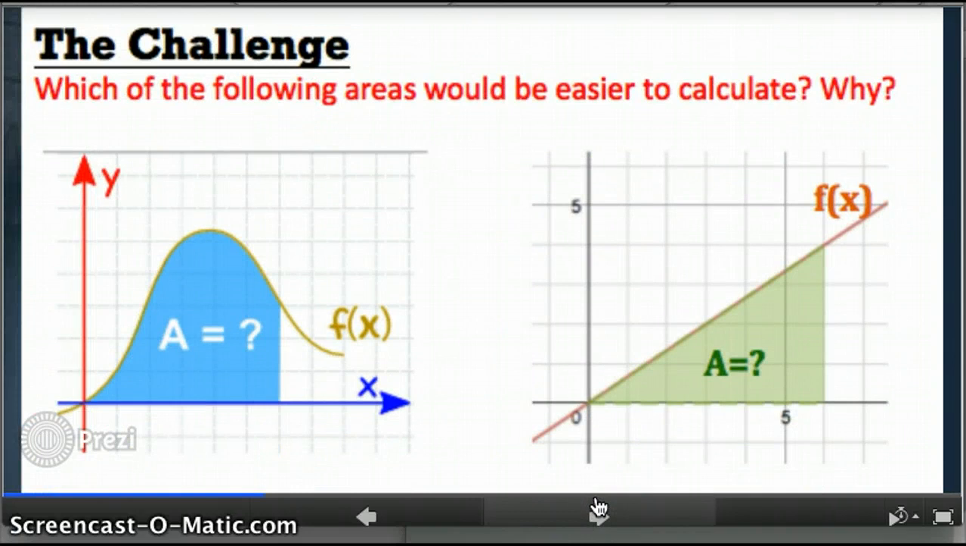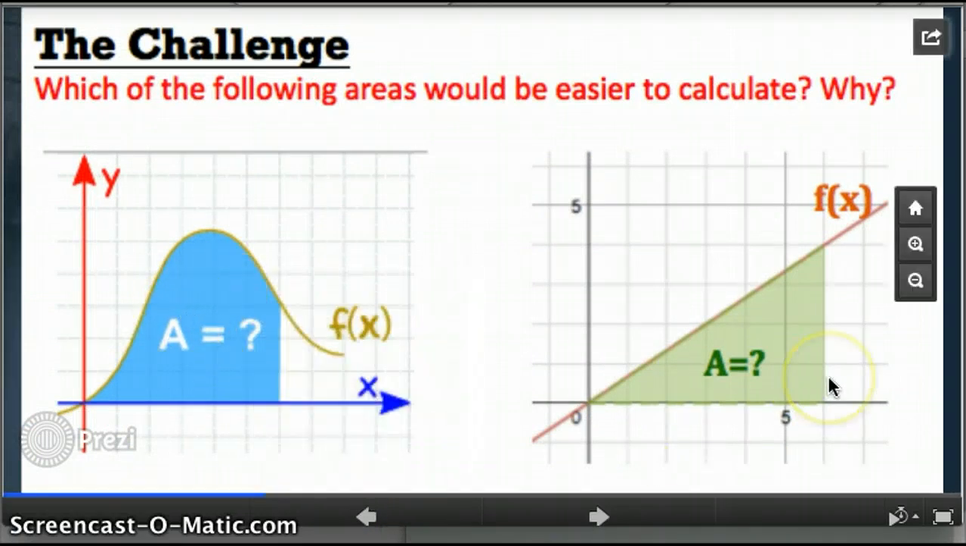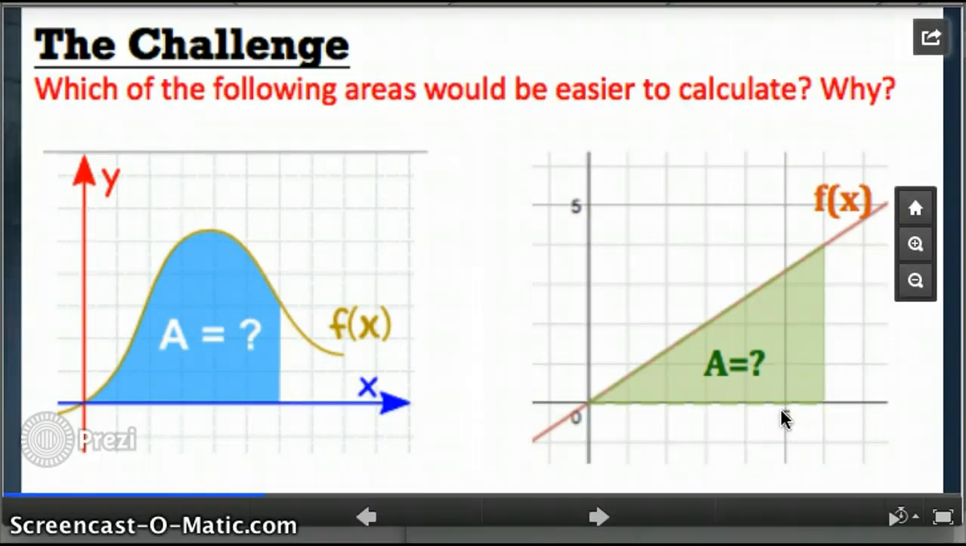Look at these two graphs. Which of these two areas, the blue one or the green one, do you think would be easier to calculate? Exactly. I expect most of you probably said the green area. And it's a very simple reason, is just that this is a triangle, and we can use the area formula for a triangle. So that's why this is easier.